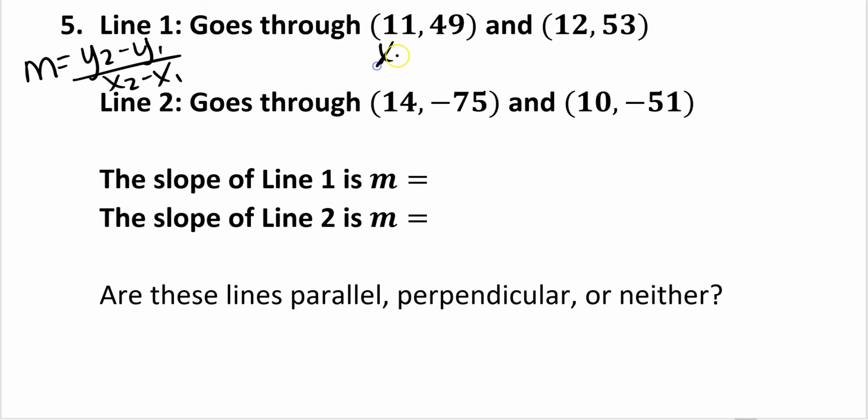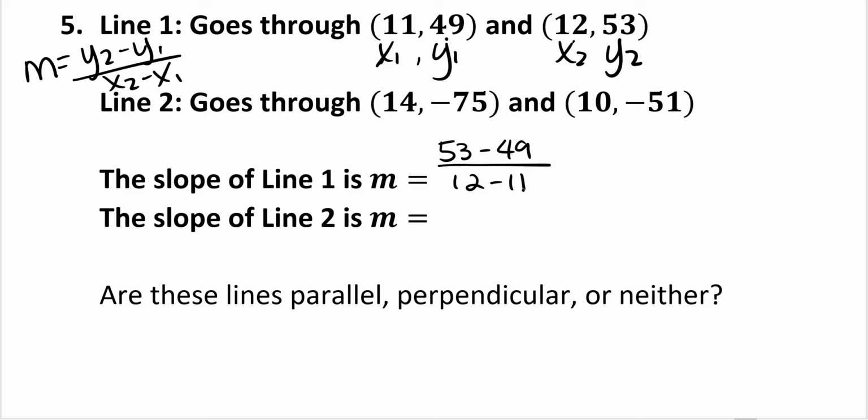So let's label these points. This will be point number 1. We'll call that x1, y1. This will be x2, y2. So let's do the first slope. We'll say 53 minus 49 divided by 12 minus 11. In the numerator, 53 minus 49 equals 4. 12 minus 11 is 1. And 4 divided by 1 equals 4. So the slope of line 1 is 4.